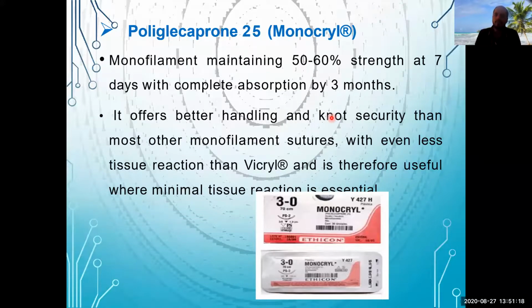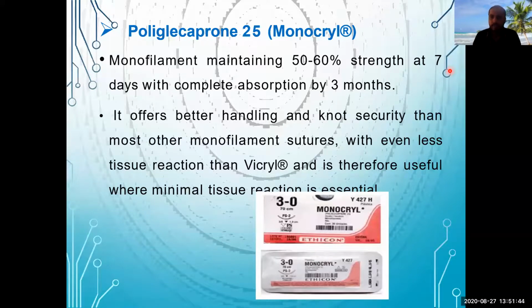Monocryl, another one besides Vicryl. So Monocryl, what is the composition? Polyglecaprone is the composition of Monocryl. It is a monofilament. It maintains 50 to 60% of the strength at 7 days, with complete absorption by 3 months.